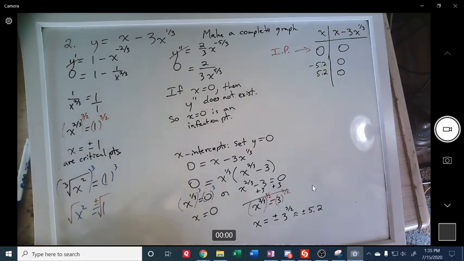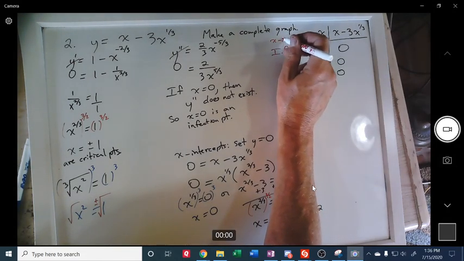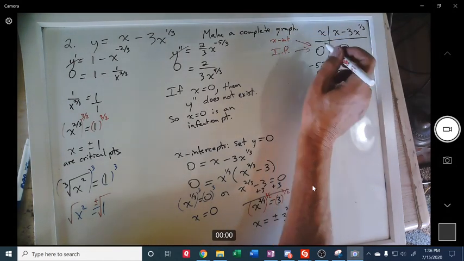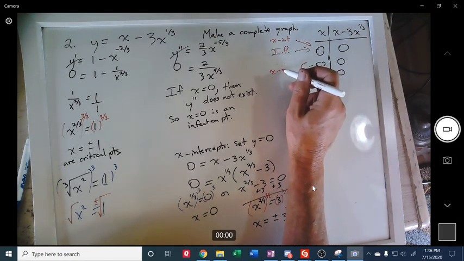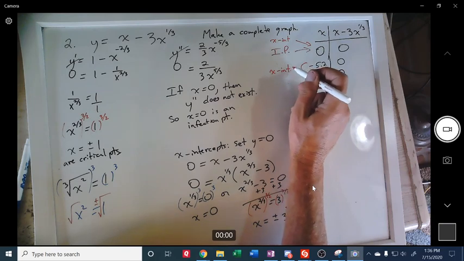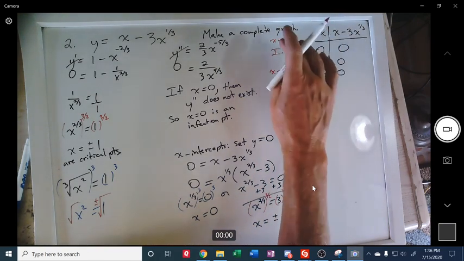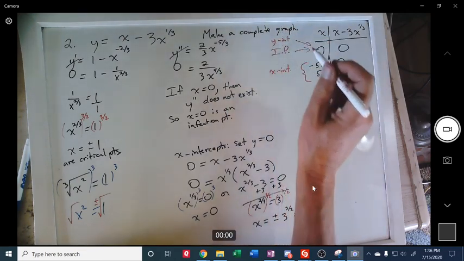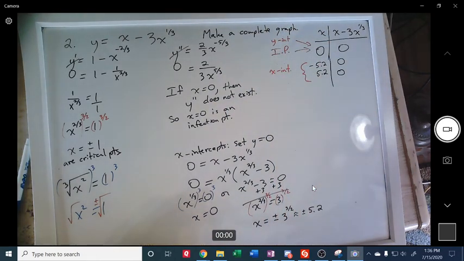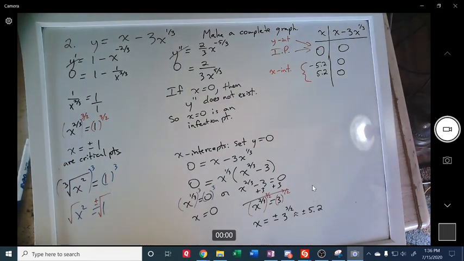Okay. So this was an inflection point and also an x-intercept. These two are also x-intercepts. Well, this is also a y-intercept. Actually, it's a y-intercept as well as an x-intercept, but we had discovered it when we were looking for a y-intercept. Okay.